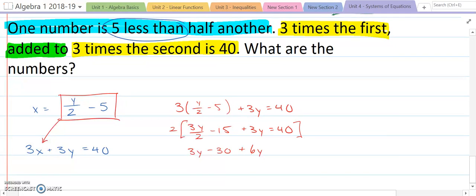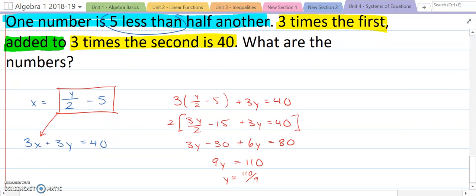My bad. Made a mistake. When you get rid of them, make sure you multiply everything. Combine your like terms. Move the 30 to the other side. And you get y equals 110 over 9. Slightly less than beautiful number. But that's okay. Not worried about that. What I am worried about is, can you use this to get your x value now?